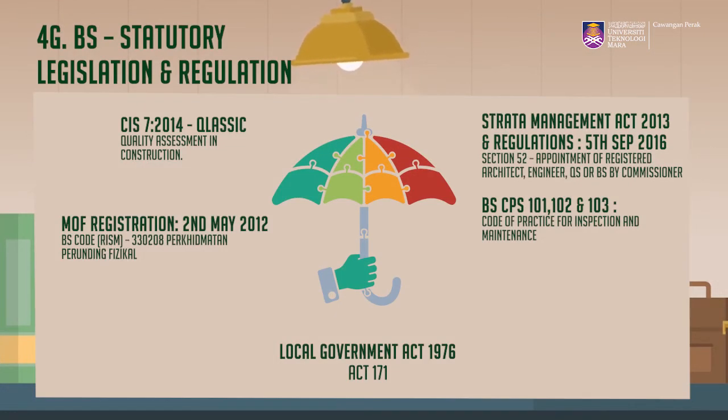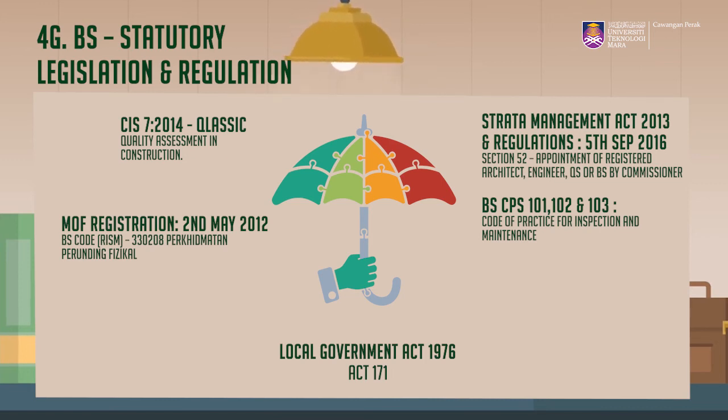Next, we will focus on statutory legislation and regulation. For your information, here are some of the regulations that are closely related to the building surveying practice in Malaysia. Let's take a look one by one. First, CIS 7 2014 or QLASSIC. CIS is the acronym of Construction Industry Standard, which has been produced by Construction Industry Development Board, or known as CIDB.